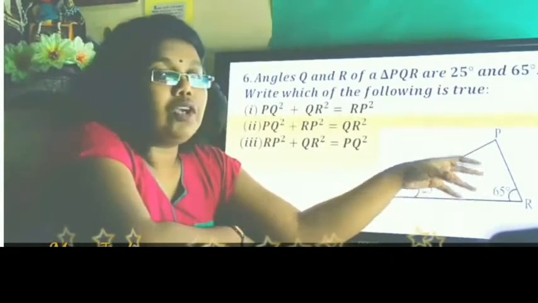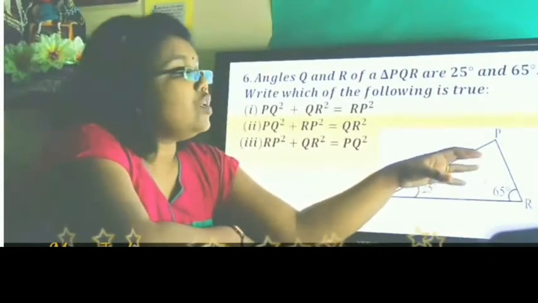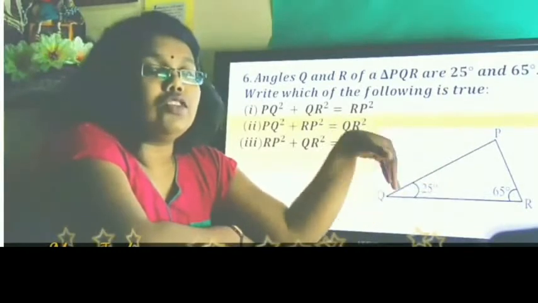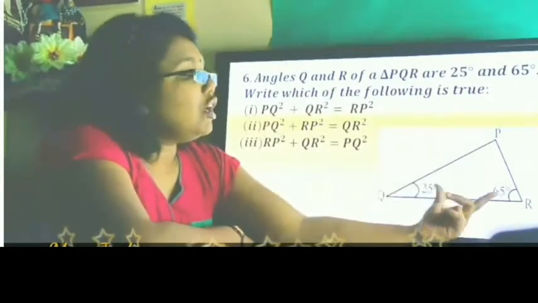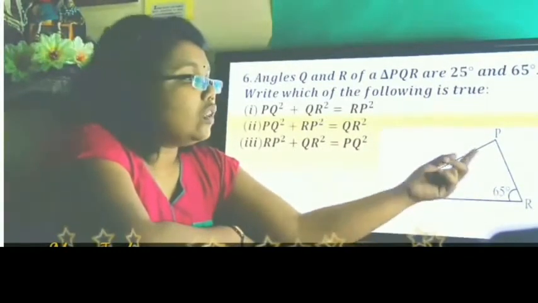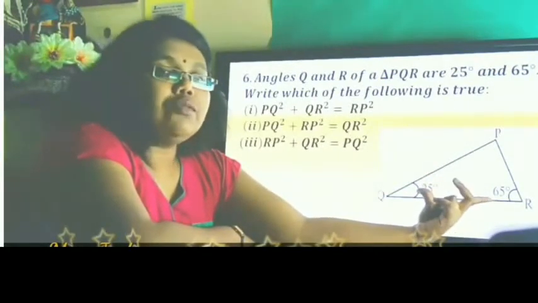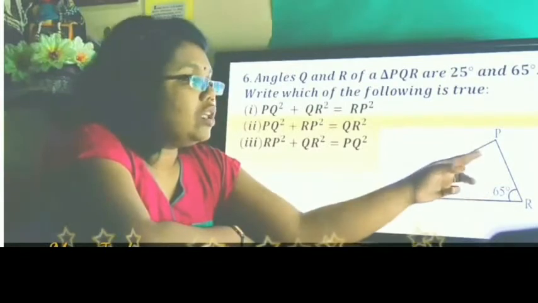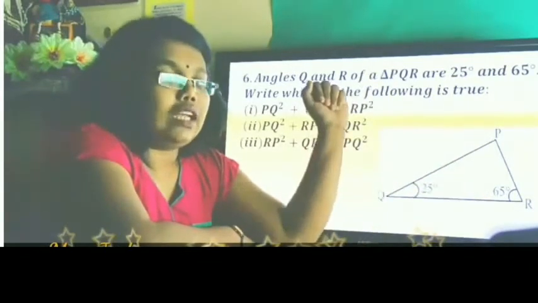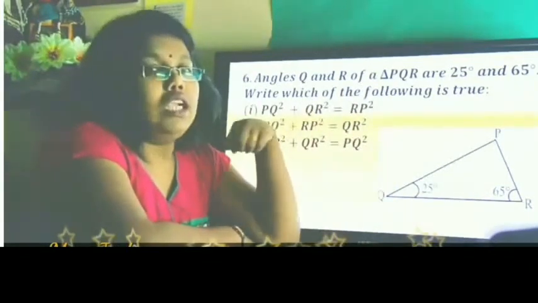Because angle sum property of a triangle tells us very clearly that addition of all the three angles of a triangle is 180. We have been given two angles, so the third angle we could say is 180 minus addition of these two. Addition of both these gives you 90 degree. So this angle is 180 minus 90. So this angle P is 90 degree.